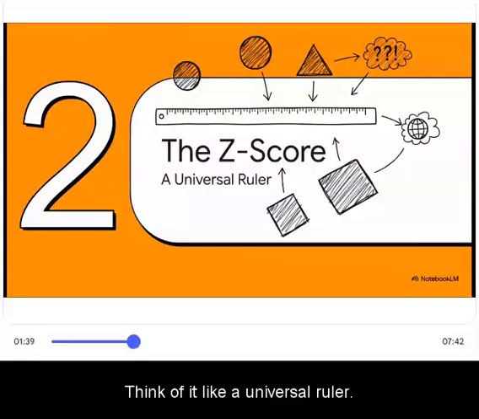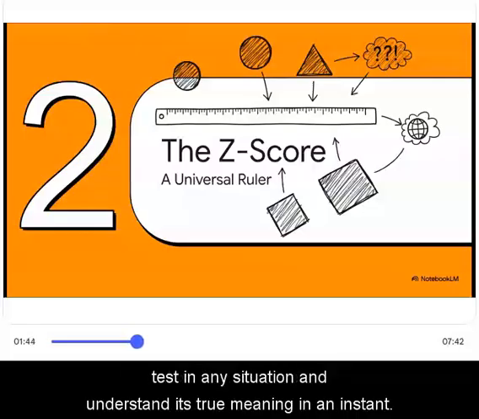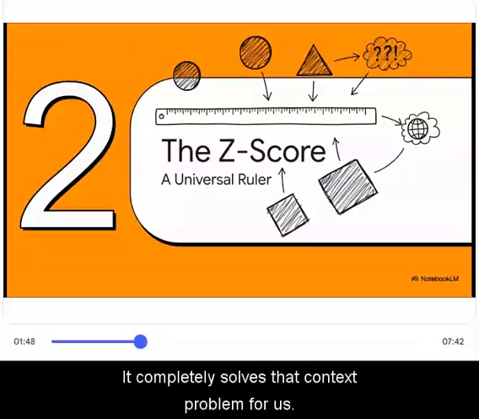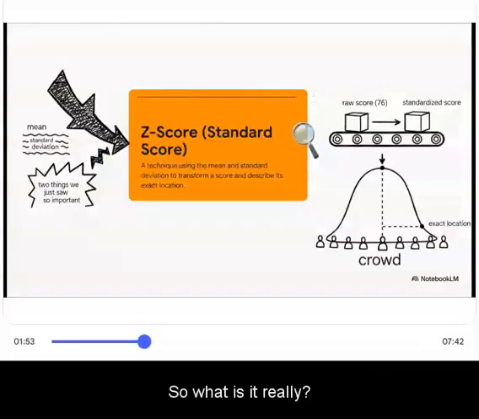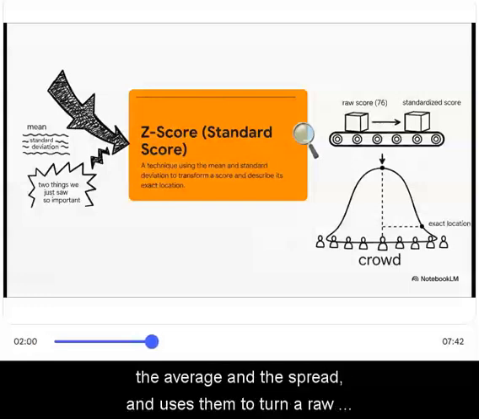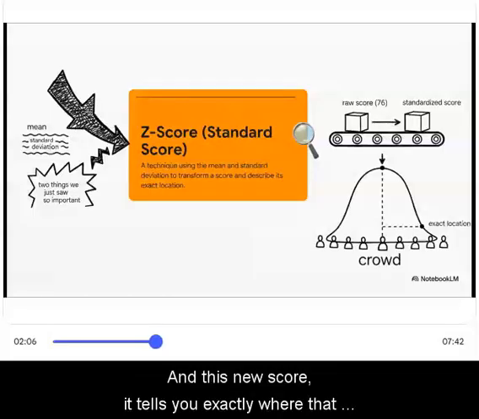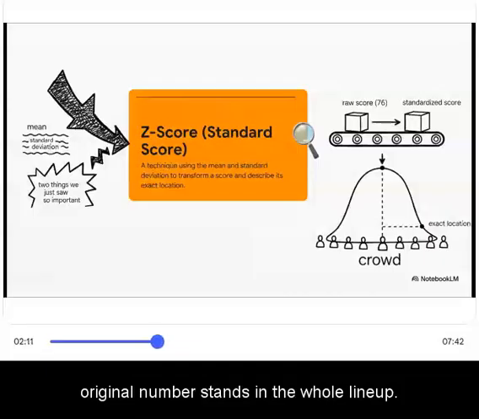Think of it like a universal ruler. It's a tool that lets us measure any score from any test in any situation and understand its true meaning in an instant. It completely solves that context problem for us. So what is it really? A Z-score takes those two key pieces of context we just saw, the average and the spread, and uses them to turn a raw score, like our 76, into a brand new standardized score. And this new score tells you exactly where that original number stands in the whole lineup.